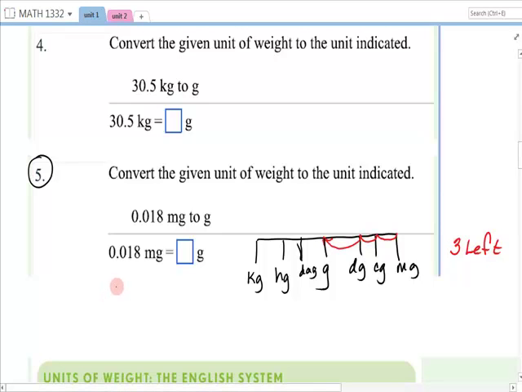So I will take my given number. I'll write it so it can be read. Pick up the decimal and go 3 to the left. 1, 2, 3. Drop the decimal. Fill in with zeros. And this is 0.0000018.